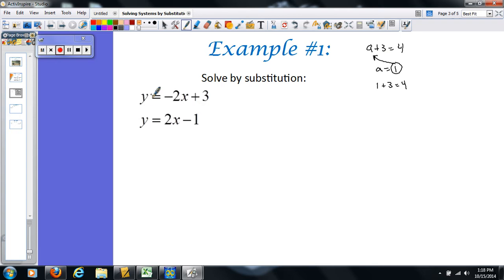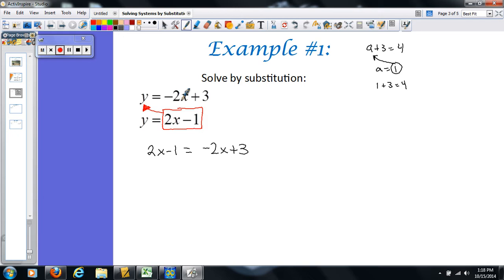If I have that y equals negative 2x plus 3, and I have y equals 2x minus 1, I can take one of these, it doesn't matter which one. So I'm going to take this one, and I'm going to replace this y with it. This would give me 2x minus 1 equals negative 2x plus 3. And now you have an equation, and you're going to solve for x.